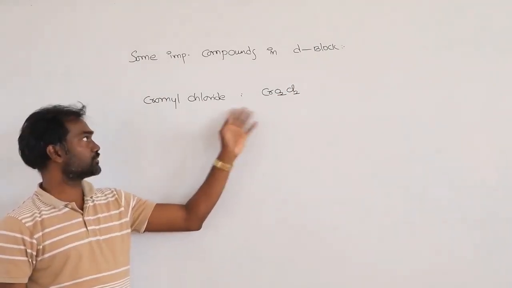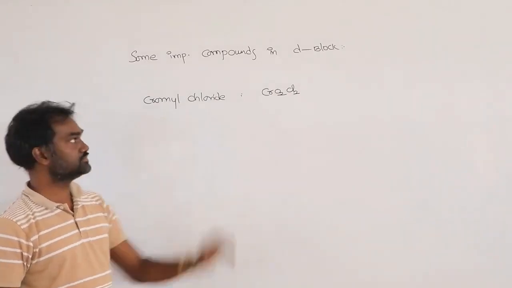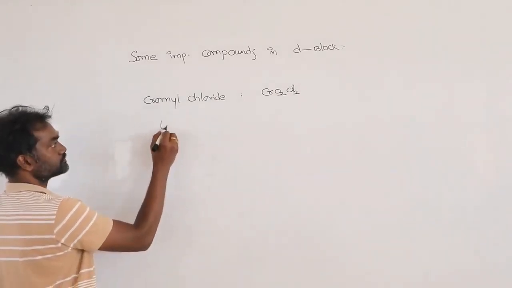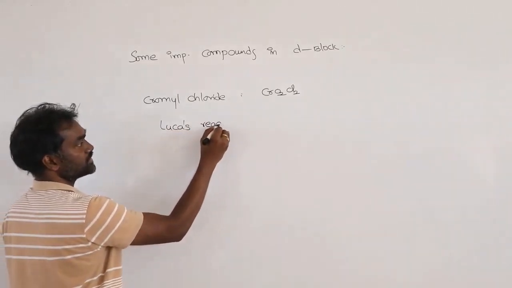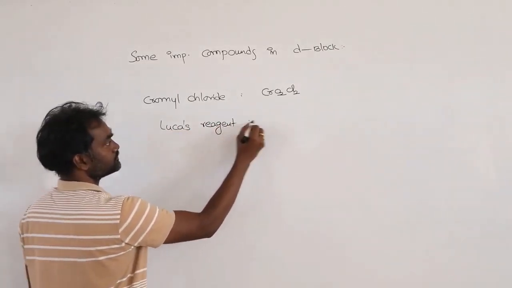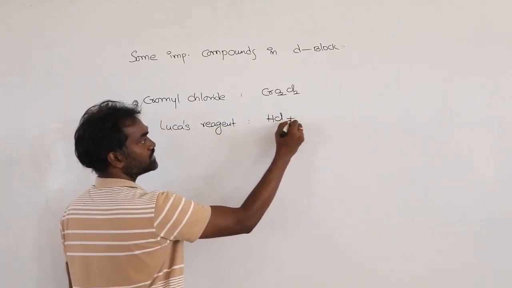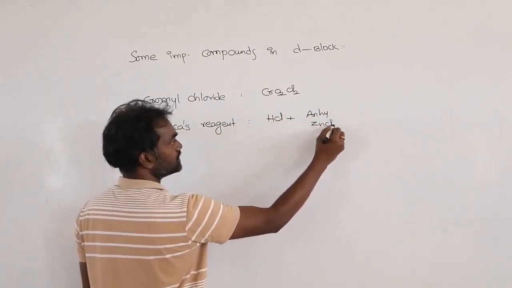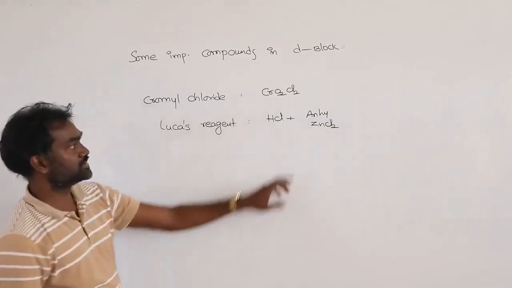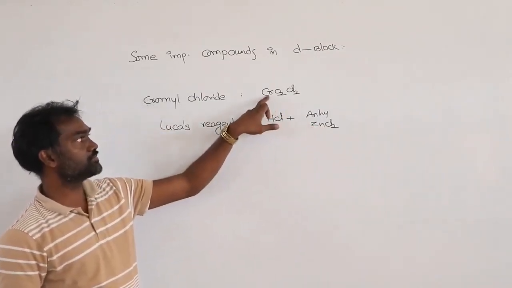So which of the formula is the chromium chloride? So like that, some famous ones, you write down that. So Lucas reagent: HCl plus anhydrous zinc chloride. So zinc is a D block element, chromium is a D block element.